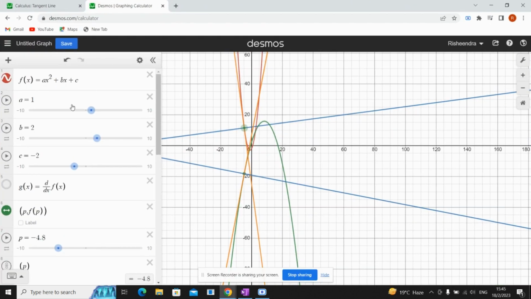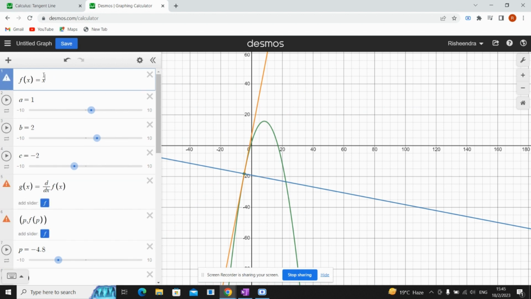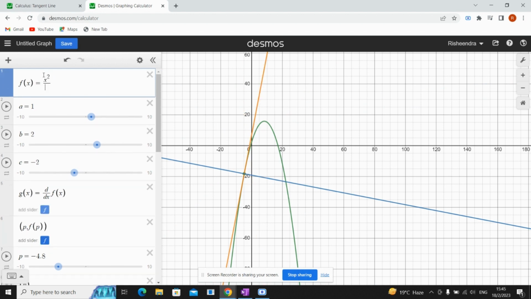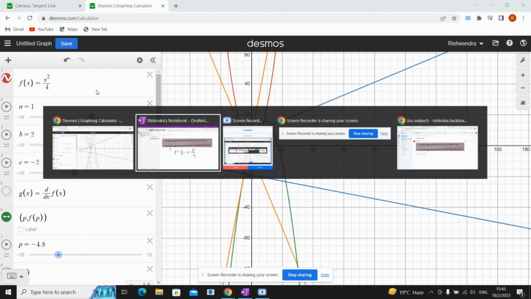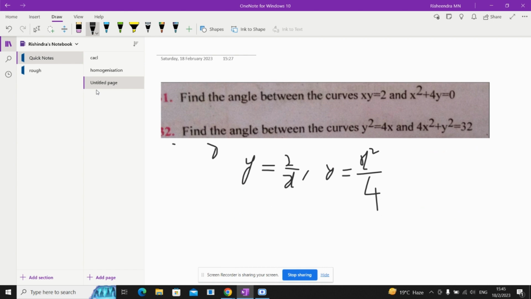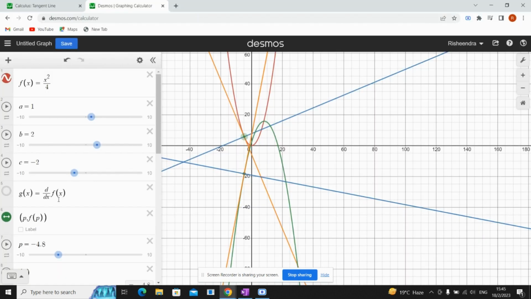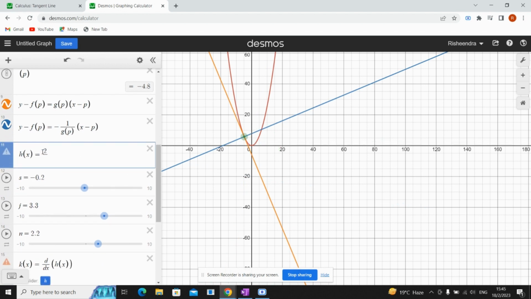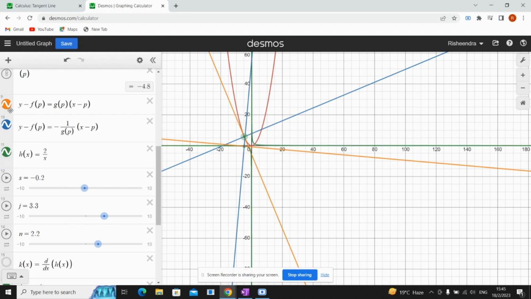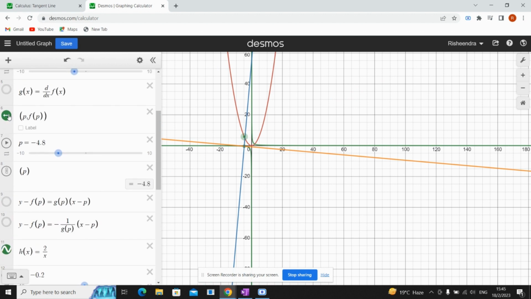So I'm taking one equation, y = x²/4. This is the red line equation, y = x²/4, and the other equation is y = 2/x. Okay, let's first just look at the graphs.